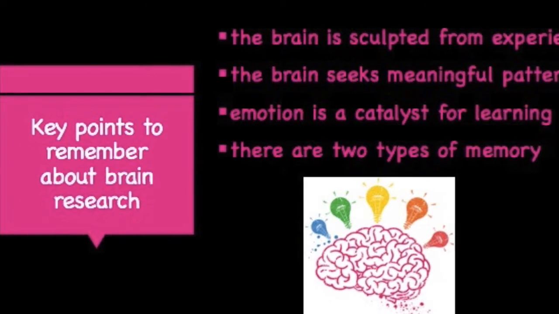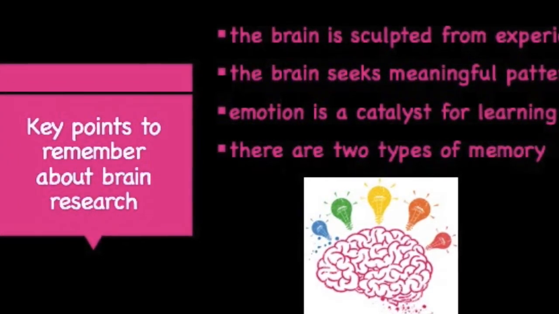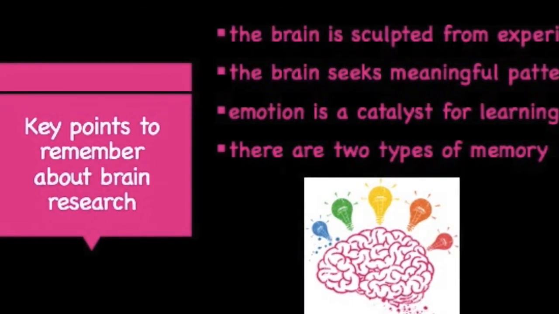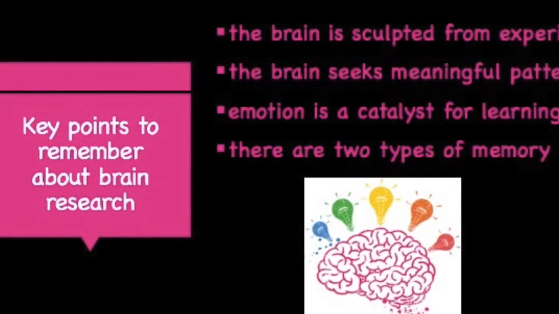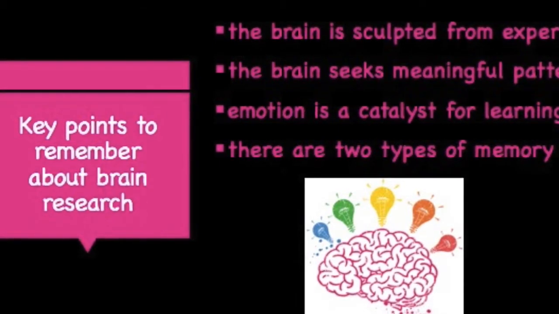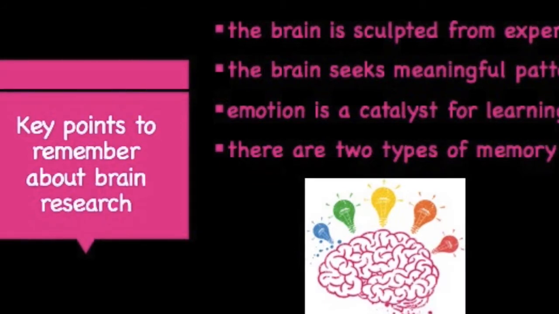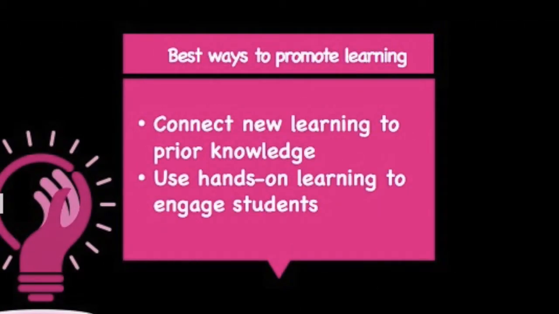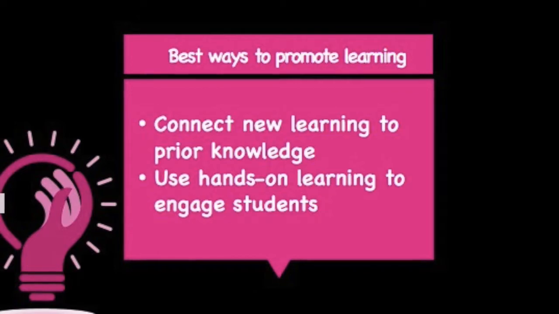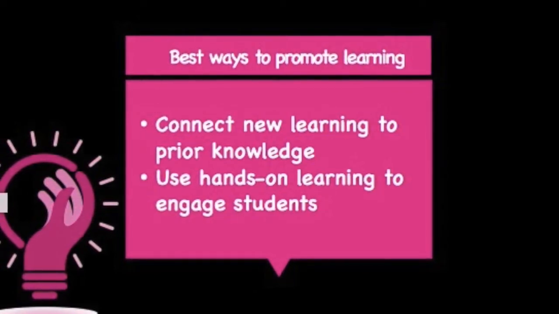So if we were to create an emotional experience, for example, we would want to use a hands-on learning opportunity. Because in this type of learning, the student remembers the way that they felt and the experience for much longer than traditional lecture-style teaching. Brain research has also taught us that the 2 best ways to foster learning is 1, to connect new learning to prior knowledge, and 2, to use hands-on learning to engage students.